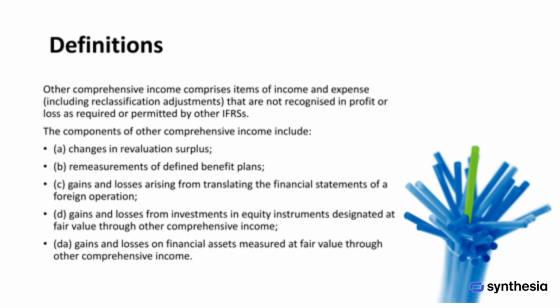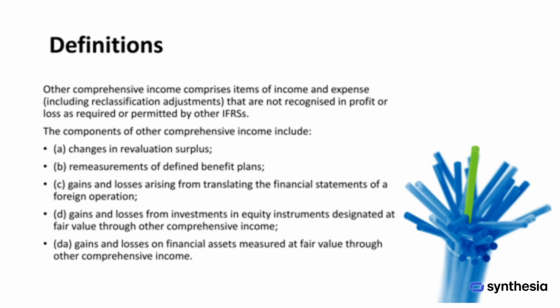Other comprehensive income refers to income and expenses, including reclassification adjustments, that are not recognized in profit or loss. These items are reported separately as required or permitted by other International Financial Reporting Standards. Other comprehensive income consists of several key components that reflect changes in an entity's financial position beyond those included in profit or loss. These include adjustments to the revaluation surplus, which arise when assets are remeasured at fair value. It also encompasses remeasurements of defined benefit plans, capturing actuarial gains or losses.